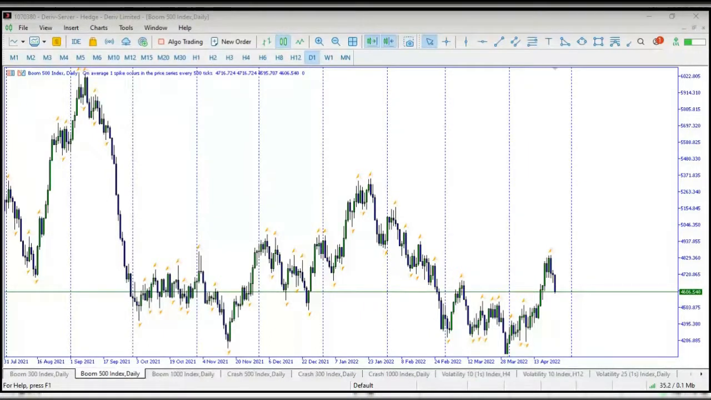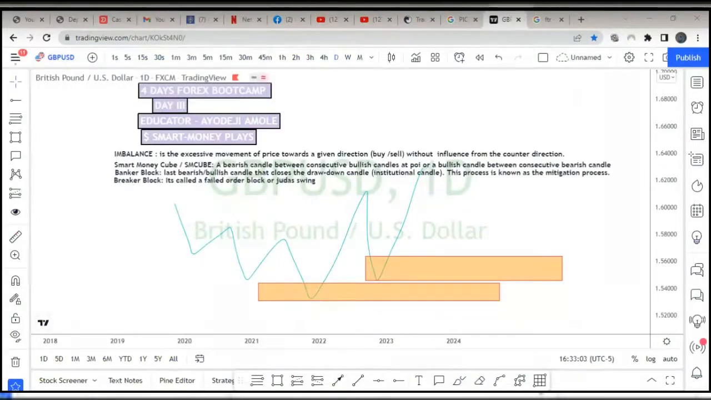So what are you saying, sir? This is the institutional candle. This is the banker block. So what exactly are you saying? I have not seen anything. Yes, I can see it now, sir. We're not seeing the screen. I'm seeing the screen, sir. Okay. Can you see it now? Yes, I can see it, sir. So this is the institutional block. This is the banker block. So what's your question, sir?